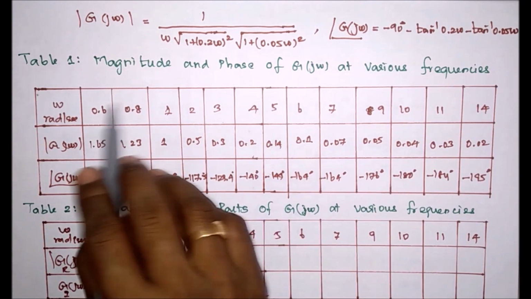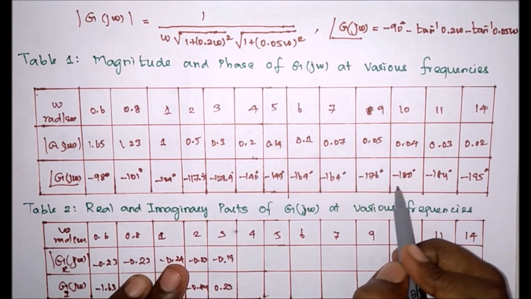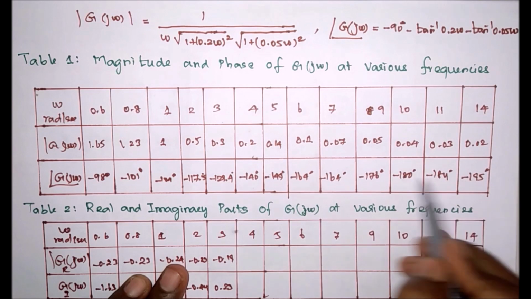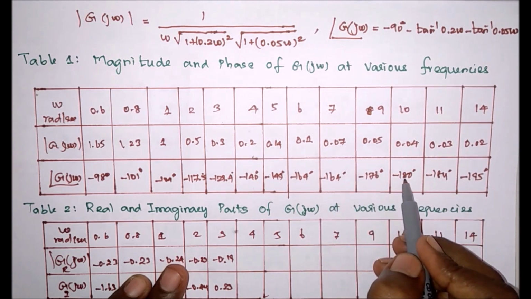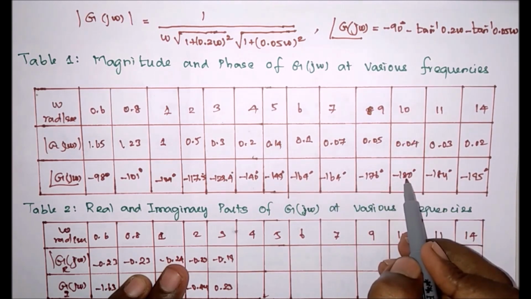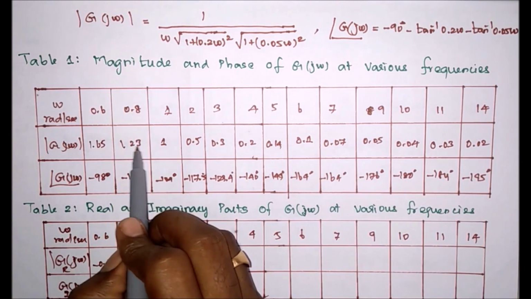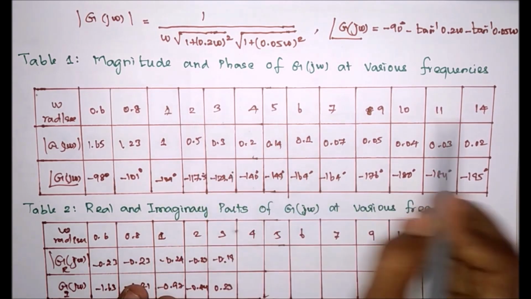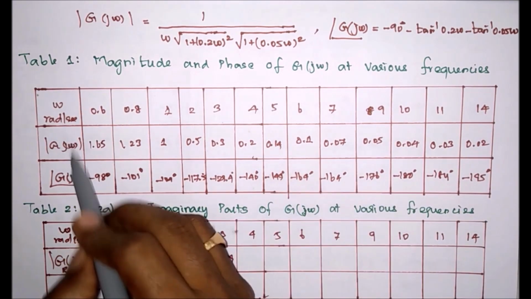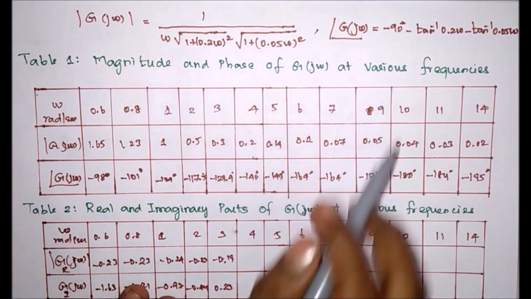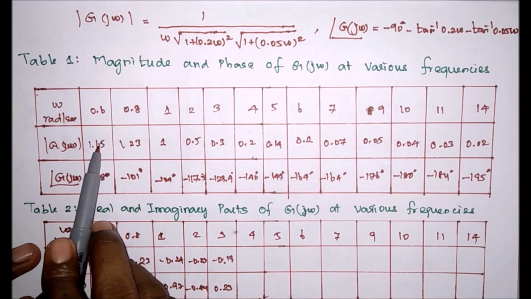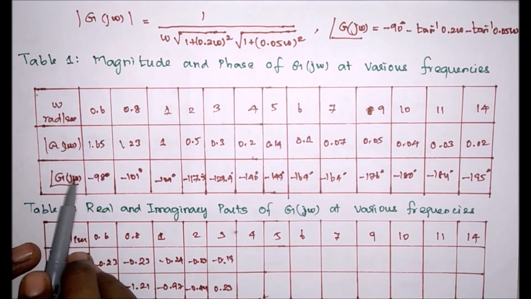How do we select the omega values? In this we have to get the phase angle of minus 180 degree, so before 180 and after 180 we have to have some values. Therefore we have to select omega values accordingly. For 0.8 we have obtained magnitude and angle. For 1 also, similarly up to 14, we have obtained magnitude and angle from these two equations by substituting omega values. So for various omega values we have obtained magnitude and phase angle.